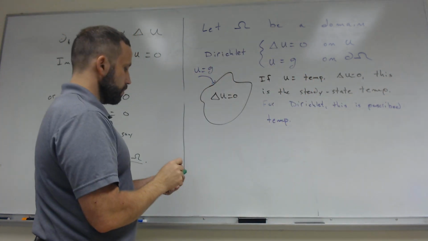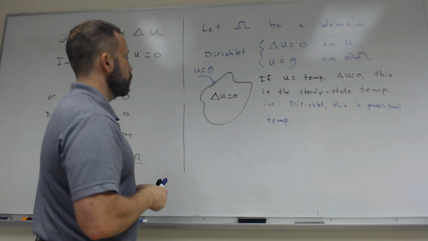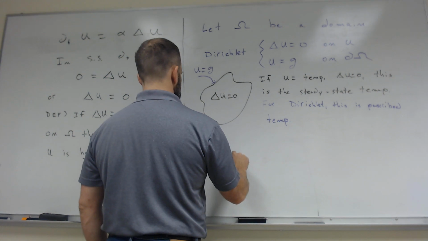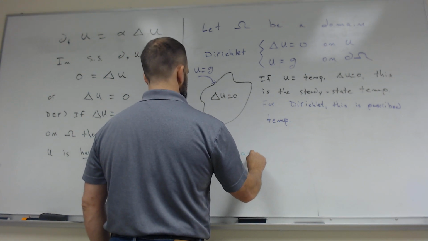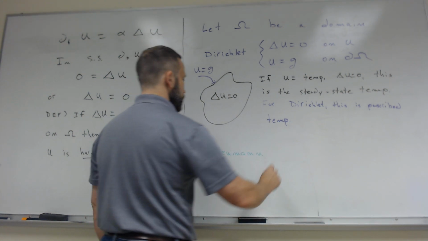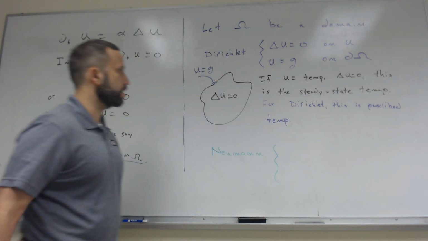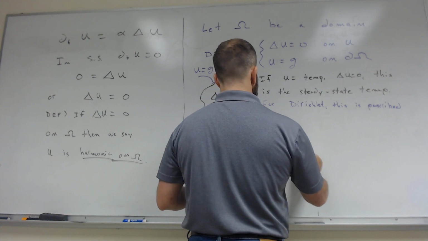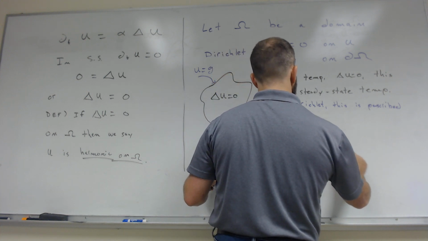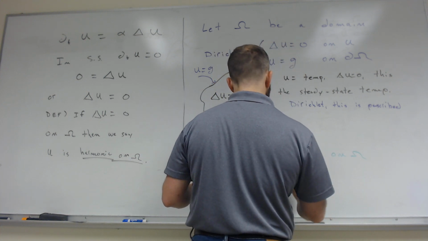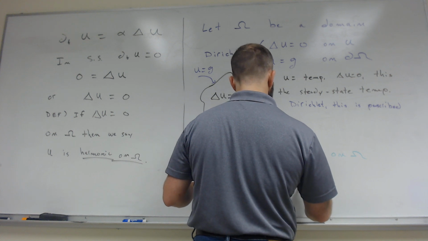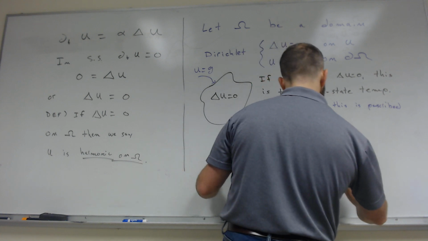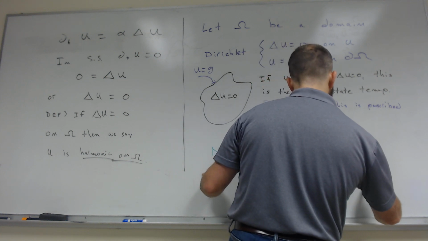Okay, there's another problem, the Neumann problem. I always want to do a Seinfeld impersonation here since this sounds like Newman. So we're going to have the Laplacian of U is equal to 0 on omega, and now you want the normal derivative of U to equal some prescribed function on the boundary of omega.